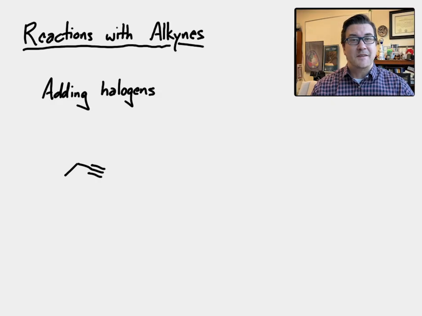Hi, in today's video we're going to be talking about the reaction with alkynes. These reactions are quite similar to the reaction with alkenes, but because alkynes have two sets of pi bonds, they're going to undergo these reactions twice.